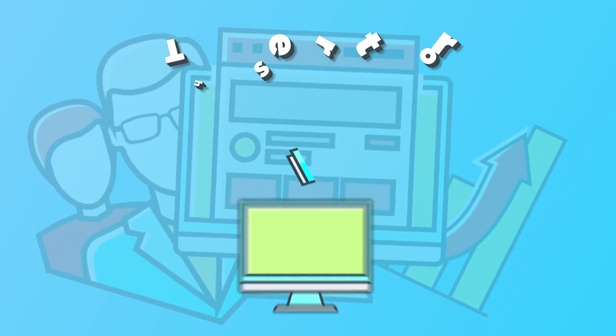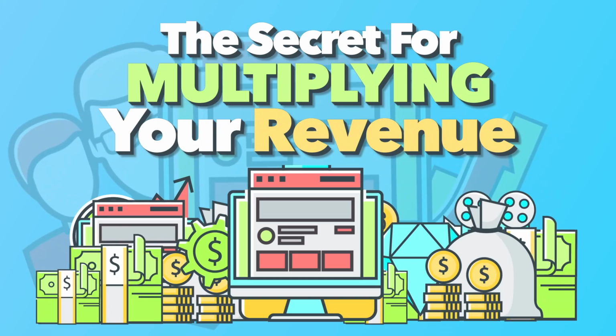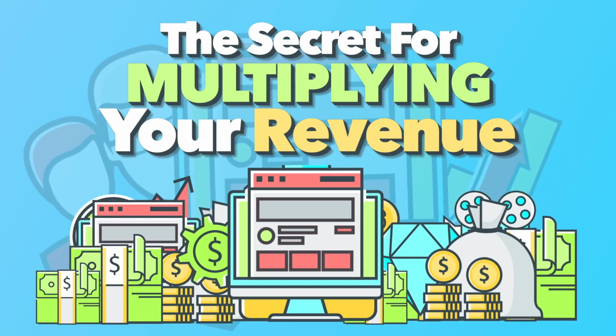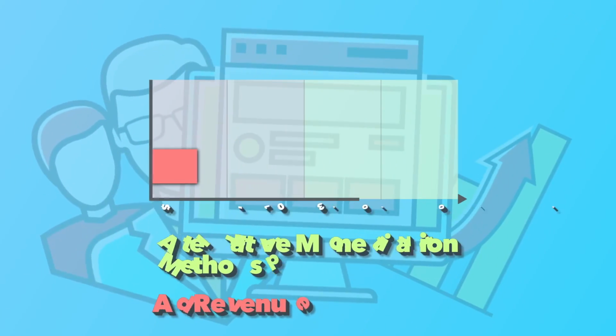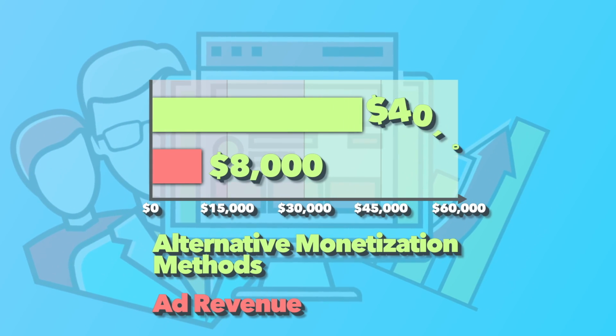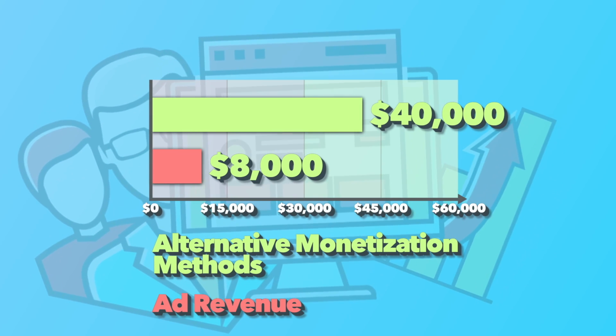Now, do you want to discover the secret for multiplying your revenue multiple times that of ad revenue? In fact, I've used this on one of my channels that makes around $8,000 a month to make an extra $40,000 a month from it. And plus, what if I were to tell you that you don't have to wait to get 4,000 hours of watch time or 1,000 subscribers to get started? You could monetize your channel from the very beginning, as soon as your first video is published.